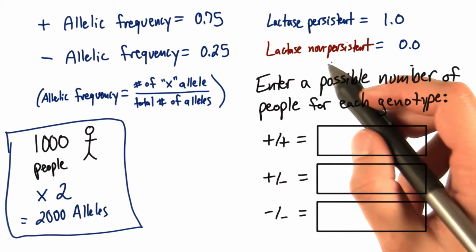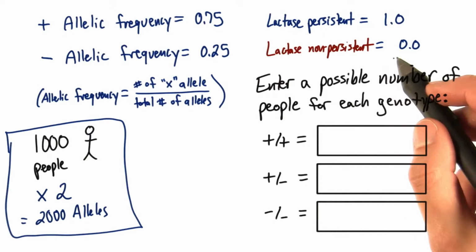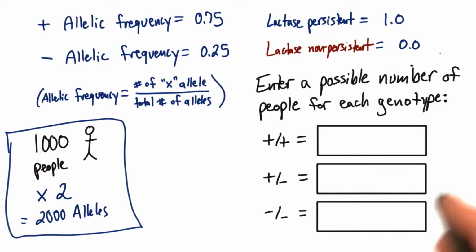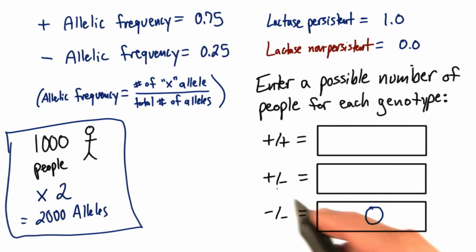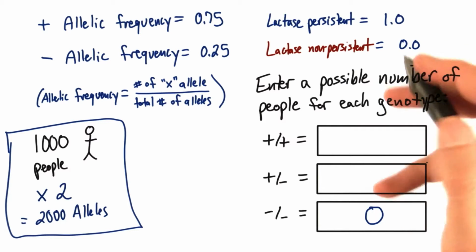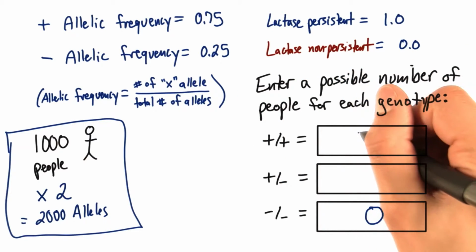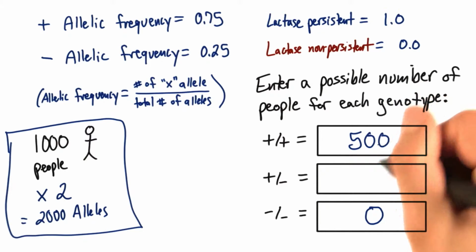We know that if we have no lactase non-persistent, no lactose intolerant people, 0%, that represents our homozygous recessive condition. So we've got to have 0 in that group. There are no people in our population that have that genotype. Okay, so now that means we've got to split 1,000 people between these two genotypes, homozygous dominant and heterozygous. The only scenario I can calculate that gives me this particular allelic frequency is 500 in each group.